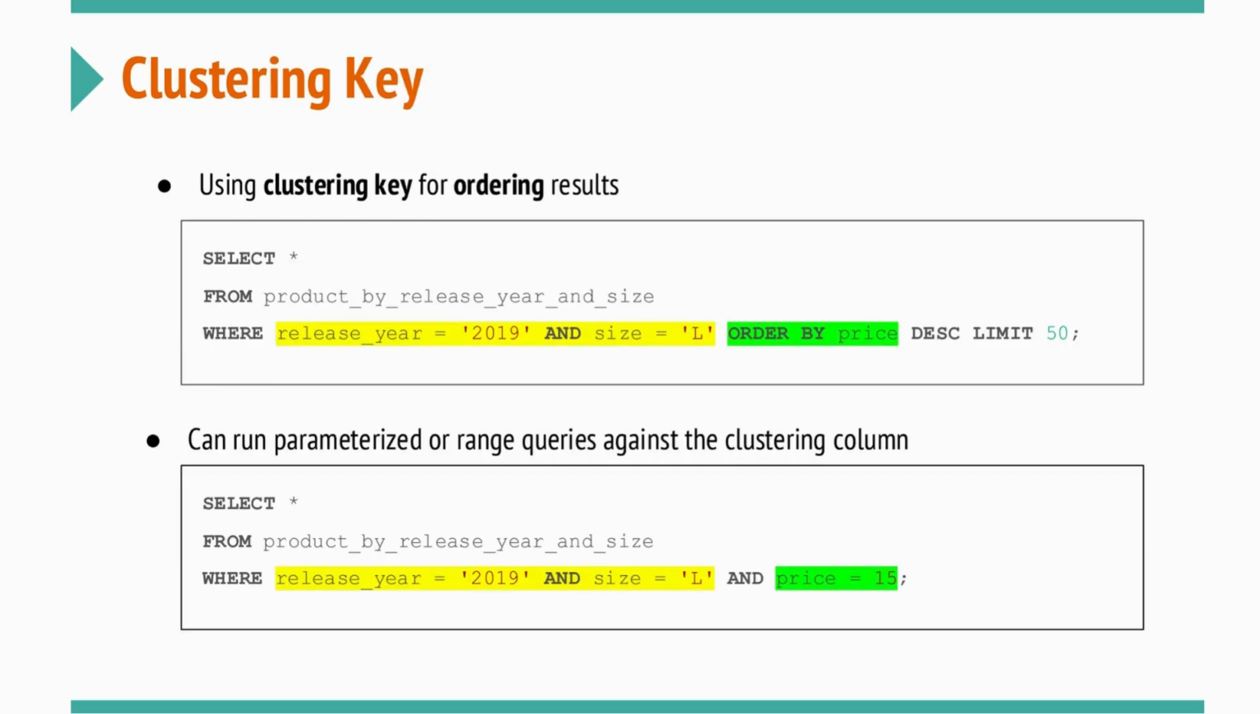So why is that useful? Because our data is pre-sorted on disk, we can run very efficient queries that involve ordering and ranges. For example, we can ask for the 50 most expensive products from 2019 of a certain size using order by price descending, limit 50. Cassandra doesn't have to sort the data on the fly. It just reads the data in the order it's already stored on disk. We can also run range queries on the clustering column, like asking for all products where the price is greater than $15. This is a very powerful feature for modeling time series data or any kind of data that needs to be sorted.